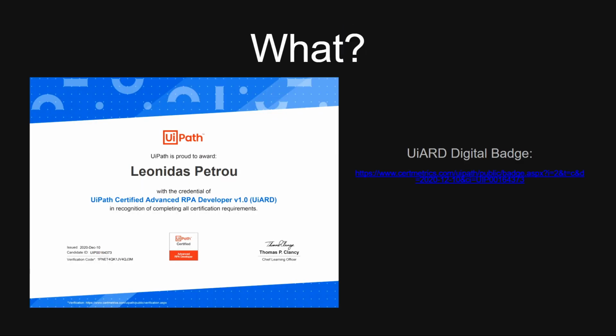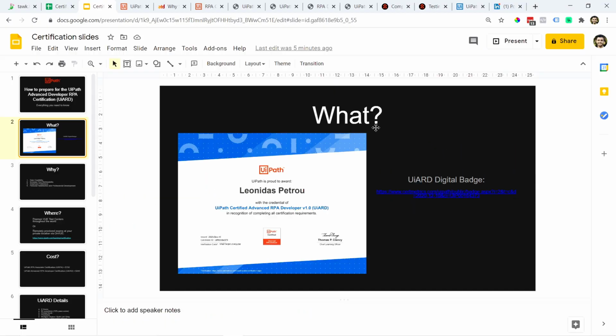What you will receive is this certification. That one on the left, that's my certification, the UiPath Certified Advanced RPA Developer. And you also get a UiARD digital badge, which is a URL. They give this to you to add to something like a LinkedIn post, and this is how you can verify that you have earned the certification. So let me just show you what it looks like.